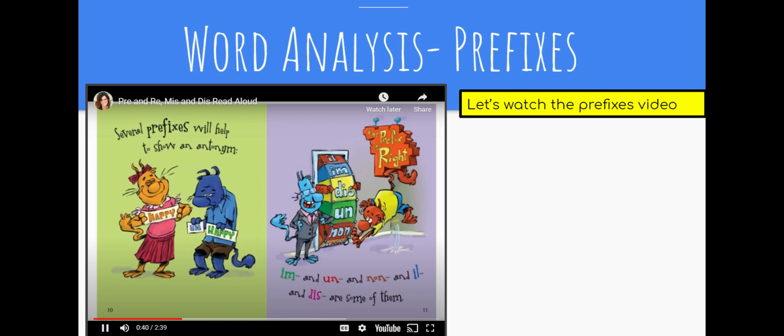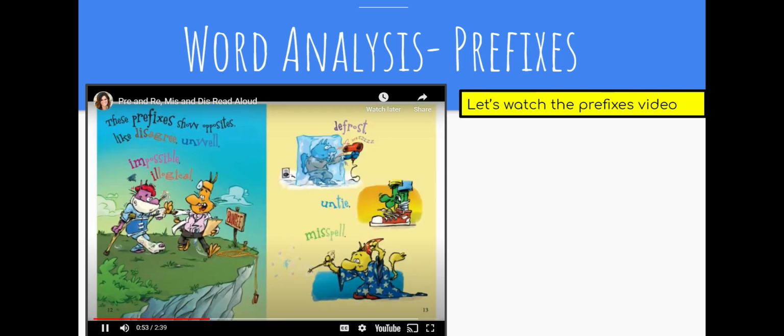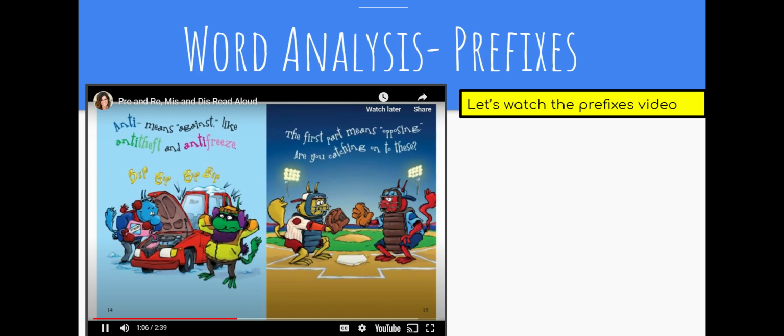Several prefixes will help to show an antonym: happy, unhappy. Im and un, and non, and ill, and dis are some of them. These prefixes show opposites, like disagree, unwell, impossible, illogical. Defrost, untie, misspell. Anti means against, like anti-theft and anti-freeze. The first part means opposing. Are you catching on to these?